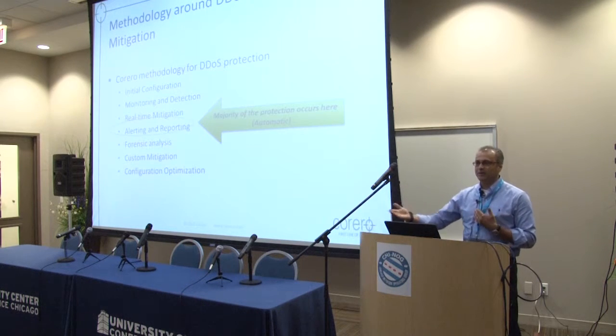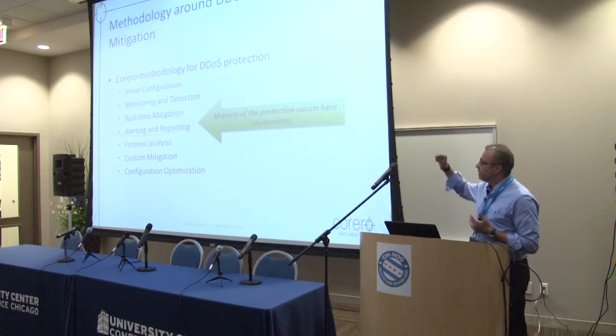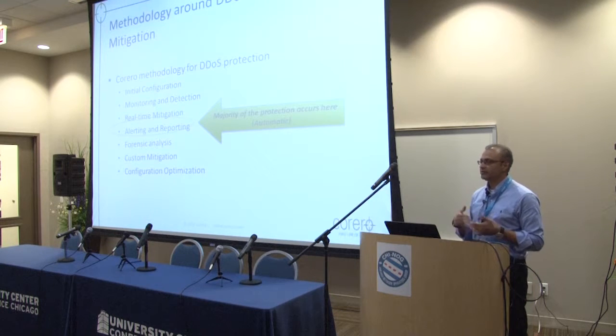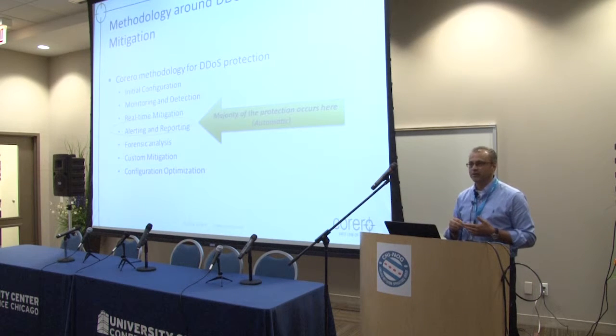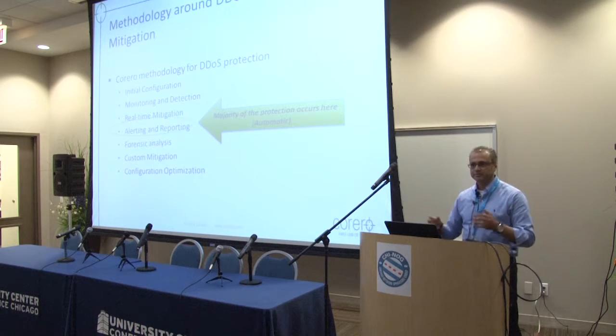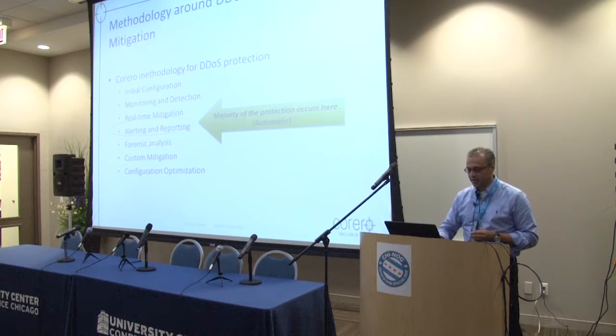You see an attack, whether you know the vector or not, it's automatically mitigated, and you then stop it. Then you've got alerting and reporting, forensic analysis, and then you have to circle back on this loop on a regular basis. So you start to change your configuration based on the nature of the attack that's coming in.